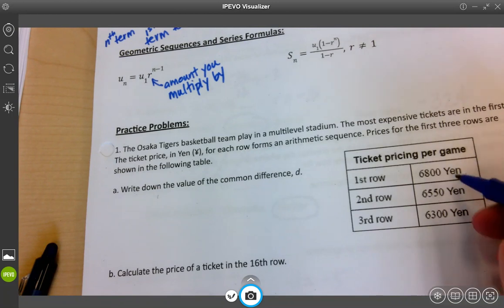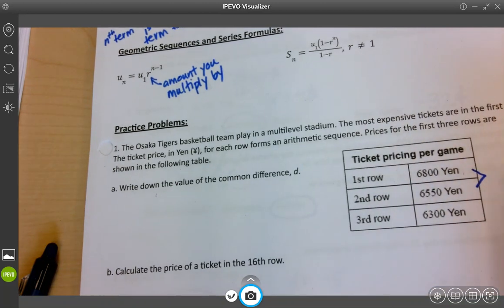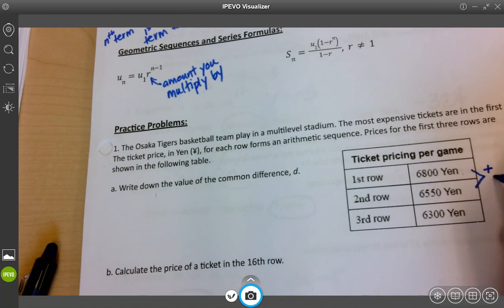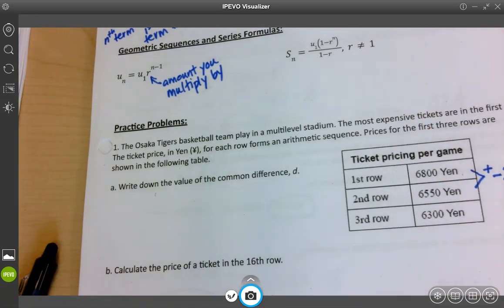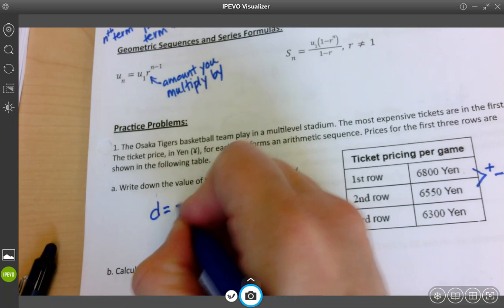So we're trying to figure out how much are we adding to the prices. Are we adding a positive number or a negative number? Negative, right? Has anybody figured it out yet? Negative what? Negative 250. Can you guys check that? Make sure it makes sense. Are we adding negative 250? All right. Anybody confirm it? Yes? Good. Okay. So D equals negative 250.